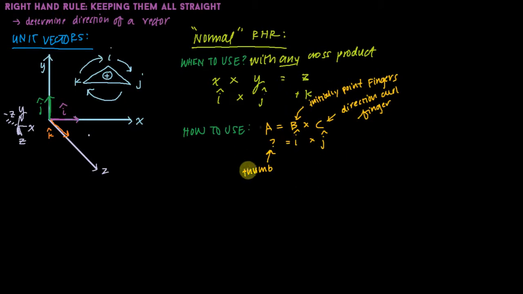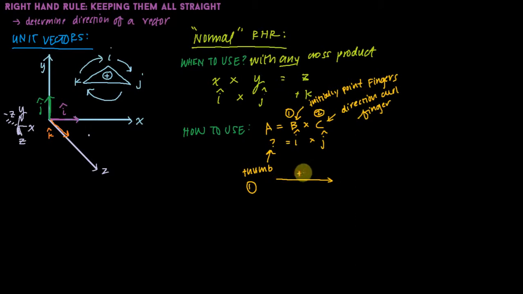So let's visualize what this cross product actually means. We're going to start here, because remember, we're going to go in order. First, we're going to do B, and then we're going to cross C. The first thing we want to do is initially point our fingers in the direction of B. I already defined the direction of B to be in the i hat direction, which is the positive x direction. So I'm going to point my fingers in the positive x direction.